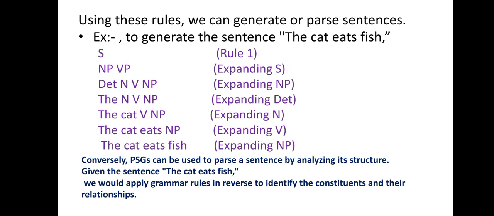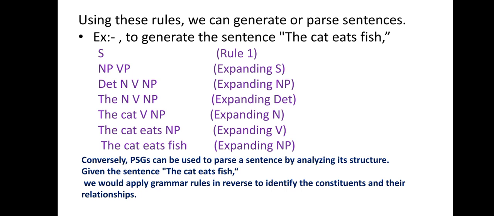Now, this is how we are able to form a sentence. Suppose: the cat eats fish. That is a sentence. Here the sentence is formed with a noun phrase and a verb phrase, that is, S produces NP VP. Where NP is a determinant and noun, and VP is a verb and noun phrase.